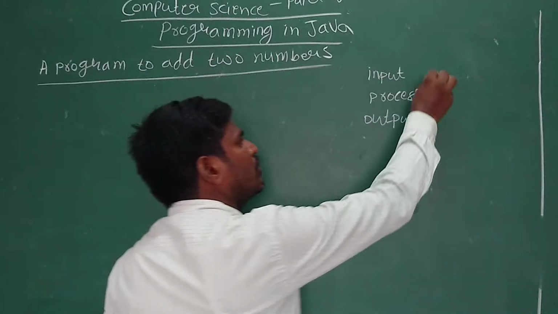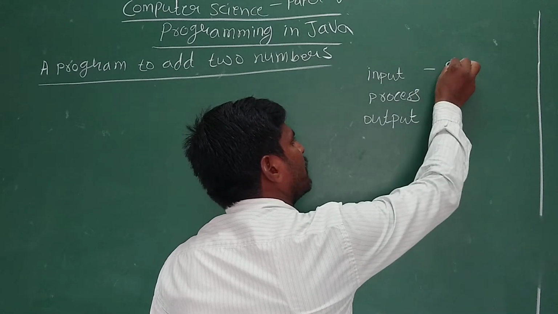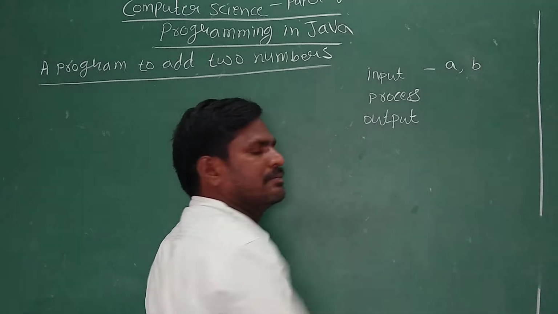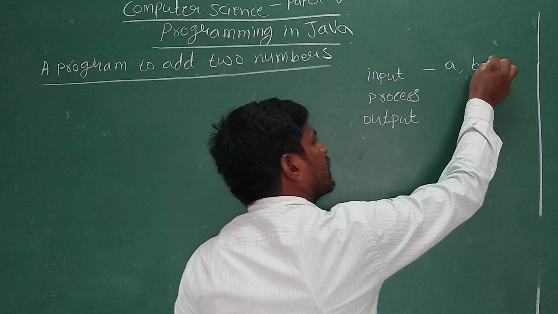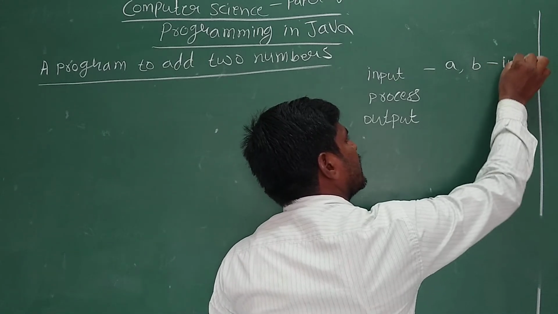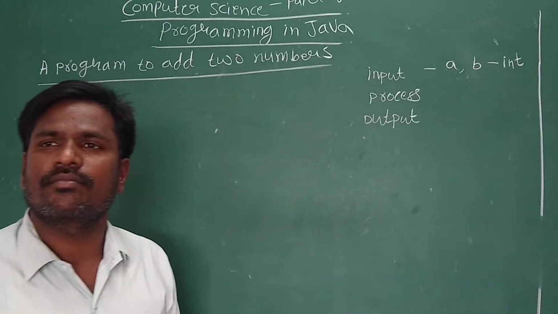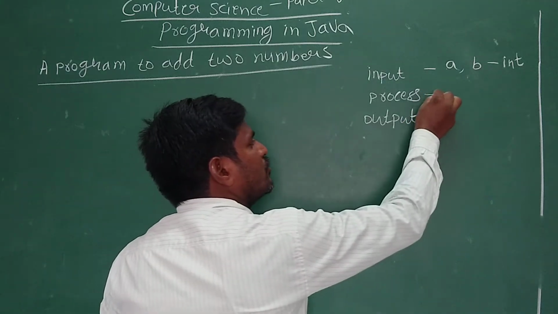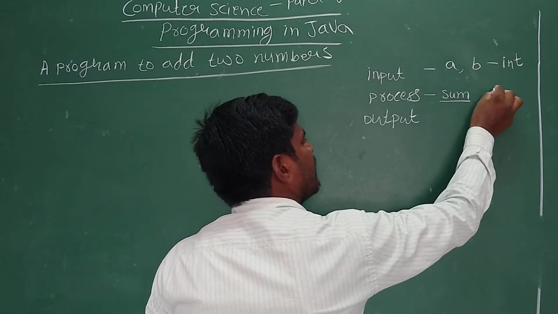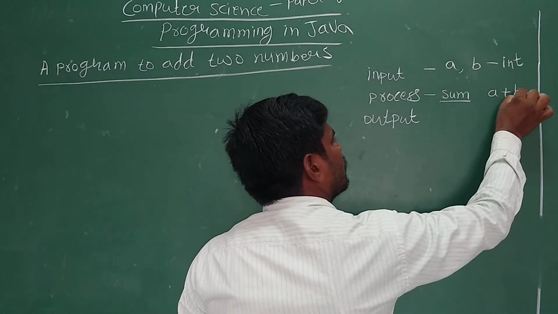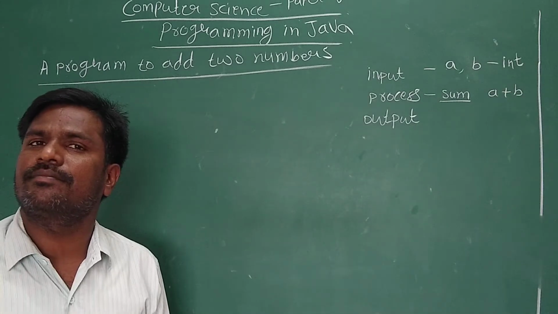First, what is the input? We have to give two numbers, say A comma B. So what is the data type of A comma B? Assume that those are integer numbers. What is the process? We have to perform the sum operation. What is the operator for sum? The plus operator. So you have to write A plus B.